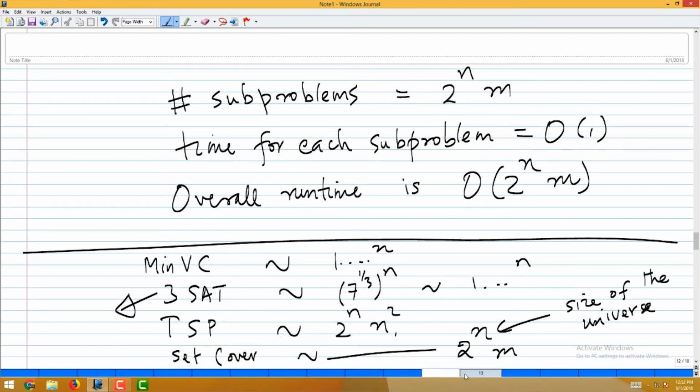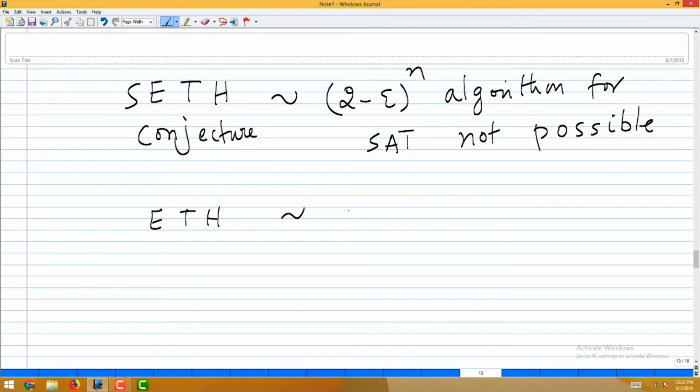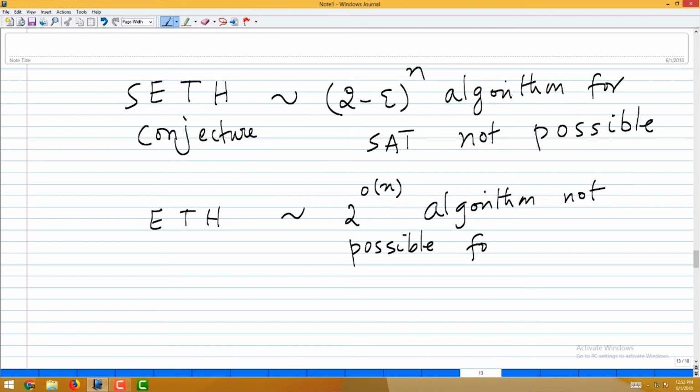Okay, and that is: a 2 power little o of n algorithm is not possible for 3 SAT or any bounded SAT. Again, this is a conjecture. And these are some rough statements. These are not exact statements of these conjectures, but I am just translating it the way we want.